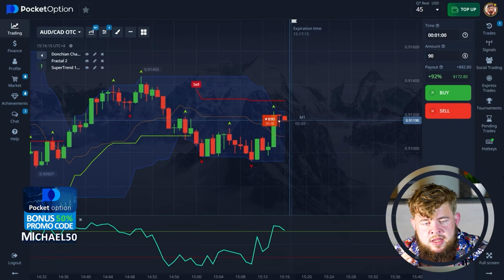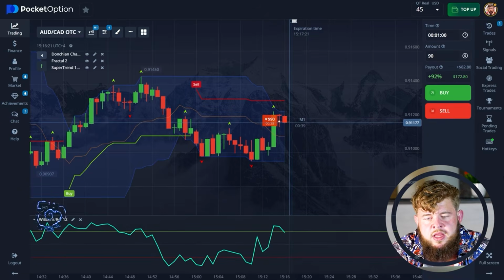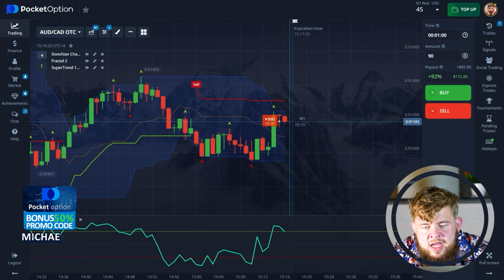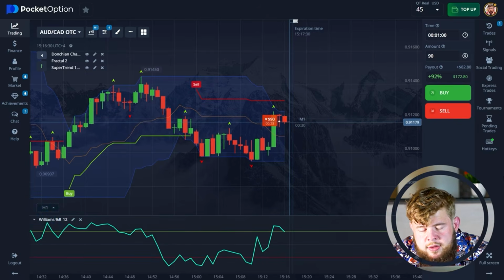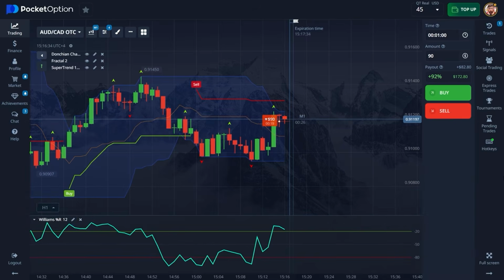And according to the Donchian Channels, we're hitting the upper edge of the Donchian Channel indicator right now, which acts like the resistance line zone, so we're highly likely to drop. So that's why $90 is invested in the sell position, and we're expecting a potential huge drop.